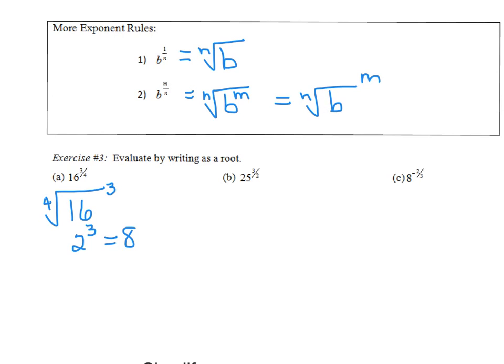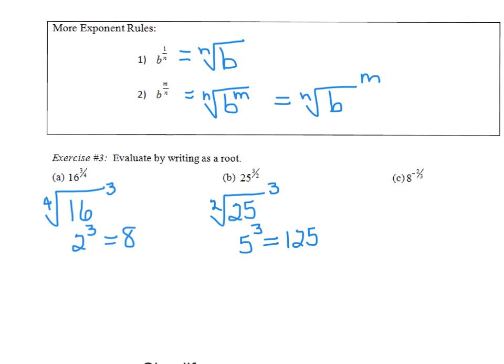For part B, 25 to the 3/2. Again, I see a fractional exponent, so that automatically tells me to make a root. 25 is the base. I'm taking the square root because the denominator is a 2, so it's not necessary to put a 2 there. Now, of course, you wouldn't be wrong to put a 2 as your root number. And then we will raise that answer to the 3rd power. The square root of 25 is 5. 5 to the 3rd power means 5 times 5 times 5, which is 125.